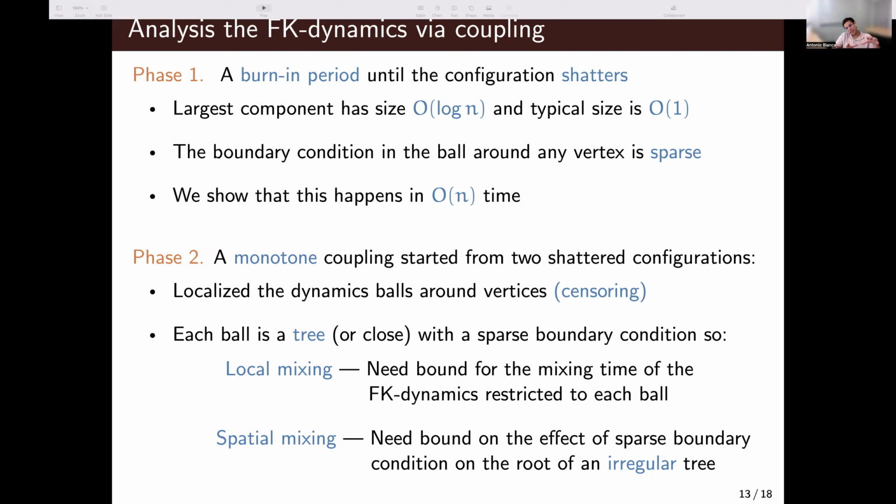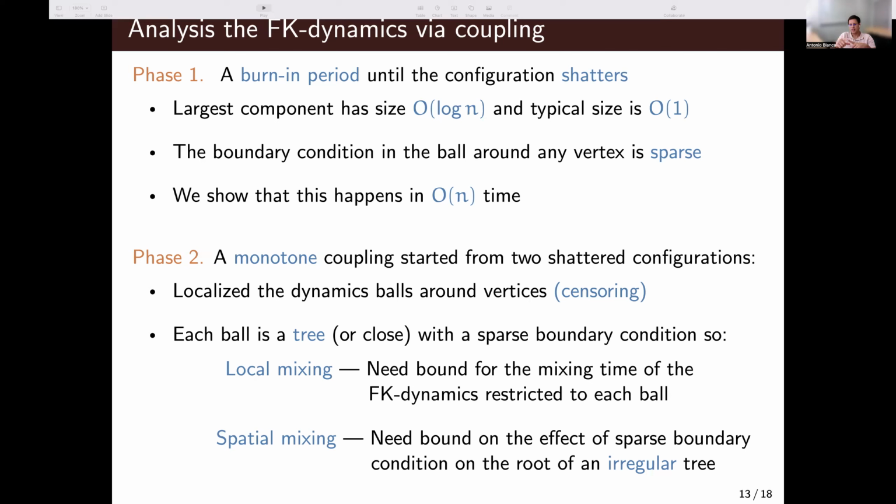And in the second part of the analysis of this coupling, we'll take two shattered configurations and then exploit the monotonicity of the chain to localize to a ball around a vertex, and use the analysis to understand how mixing is happening in a ball around the vertex. For this, the key observation is that in the random graph, a ball is a tree or nearly a tree. So a mixing time bound for the dynamics is fairly easy to obtain.